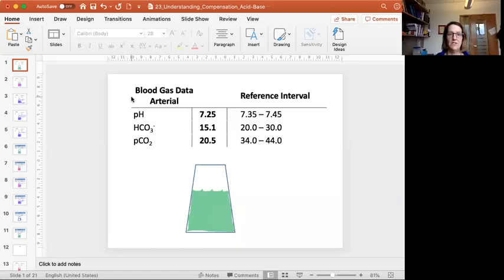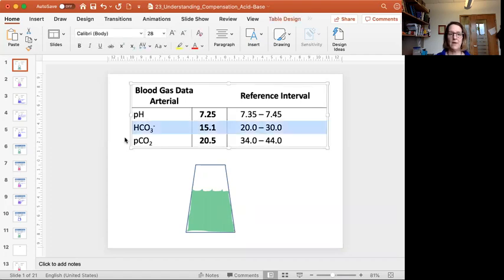This time we are understanding compensation in acid-base cases from the perspective of the blood gas data. You'll recall that the blood gas data is where we get all our best information, and it deals with metabolic with bicarb, and it deals with respiratory with PCO2. So this is lungs, this is the rest of the body.